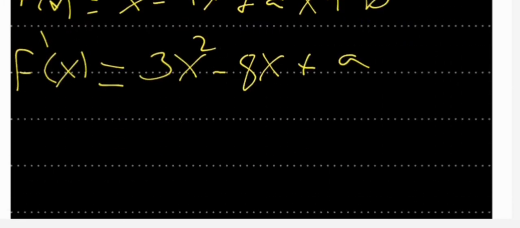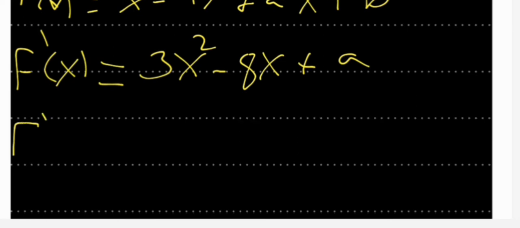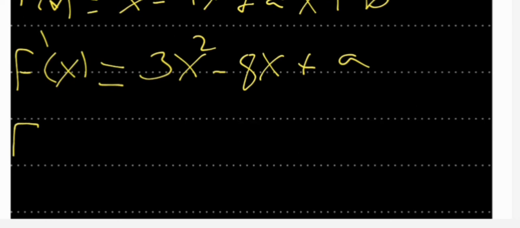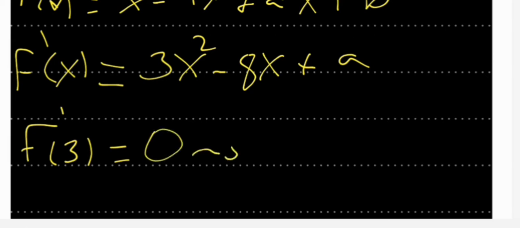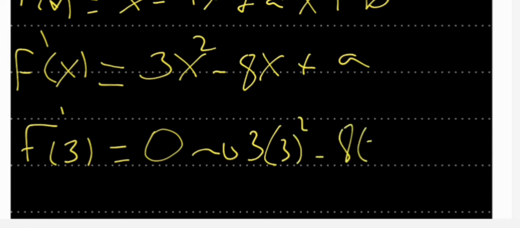Okay, now remember, when we choose the point 3, the derivative of f of x has a slope of 0. So over here, let's put 3 in place of x: 3 multiplied by 3 squared minus 8 multiplied by 3 plus a equals 0.